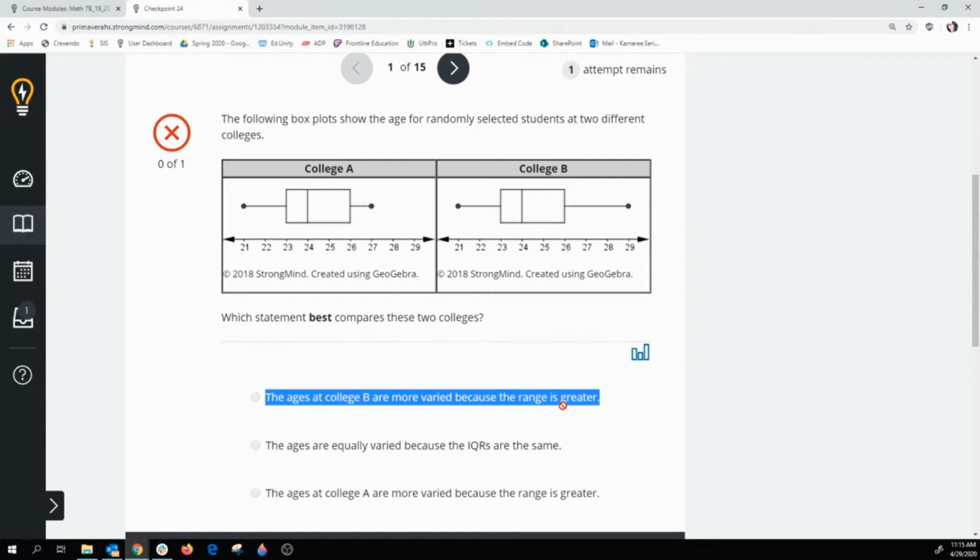When you are given a box plot and you're asked about variation, go off of the range first. If the range is the same, then go off your IQR. So range first for variation with box plots, and then go off of your IQR. So Chelsea, you were correct.